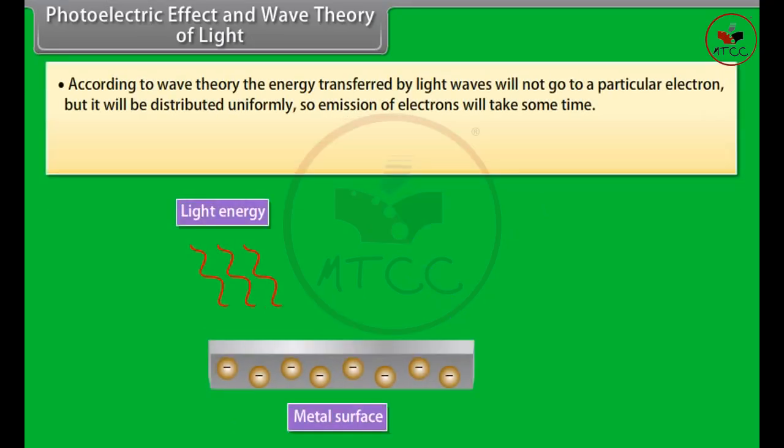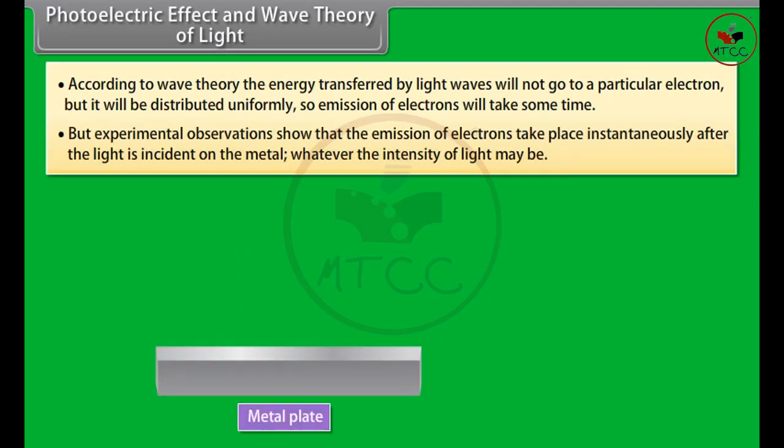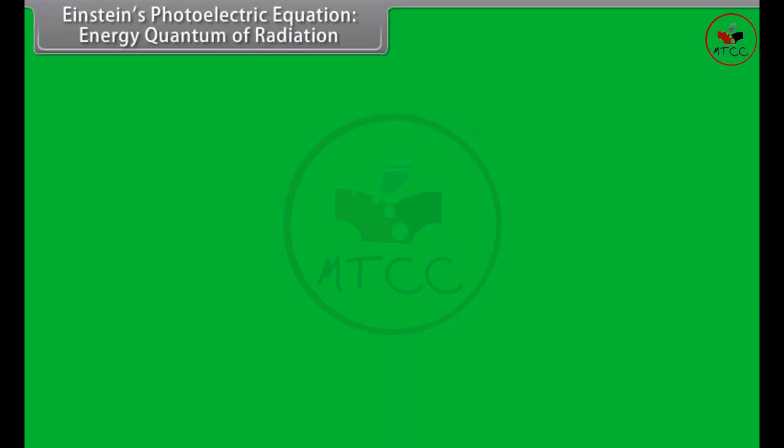According to wave theory, the energy transferred by light waves will not go to a particular electron, but it will be distributed uniformly, so emission of electrons will take some time. But experimental observations show that the emission of electrons takes place instantaneously after the light is incident on the metal, whatever the intensity of light may be. Einstein's photoelectric equation. Energy quantum of radiation.